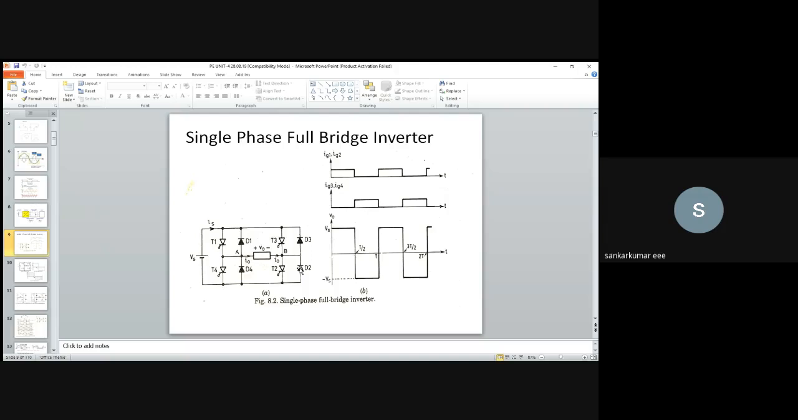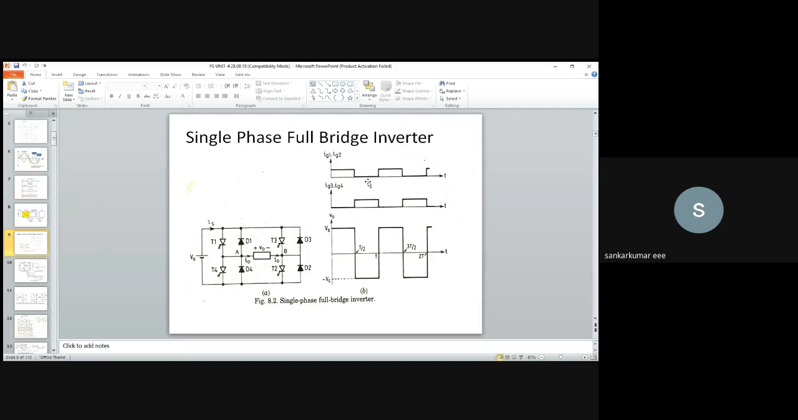Here also, the devices which will be conducting are T1 and T2 for the positive half cycle, and T3 and T4 for the negative half cycle. Here we are giving the gate pulses IG1 and IG2 to T1 and T2 for the positive half cycle. As long as you are giving the pulses to the positive conducting SCRs, that is T1 and T2, they will be in turn on condition. And after that, we are turning on the devices T3 and T4.